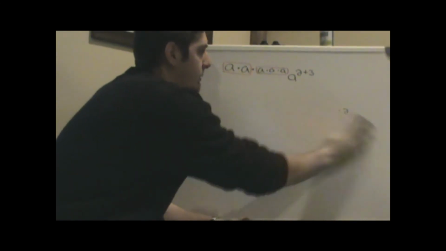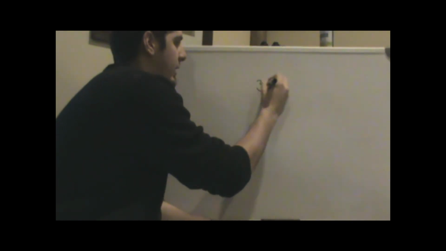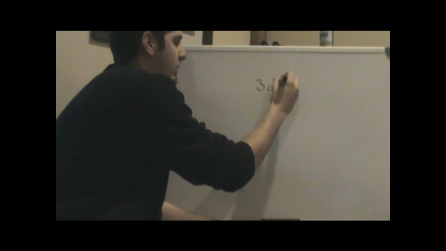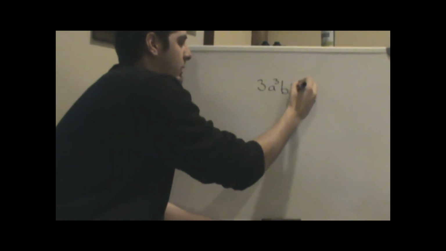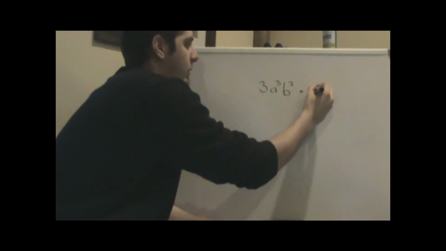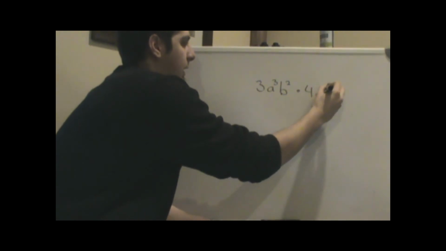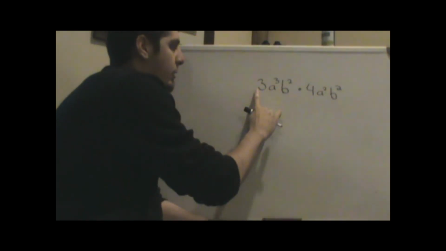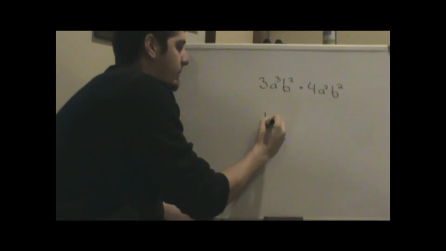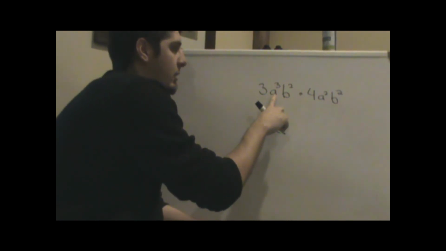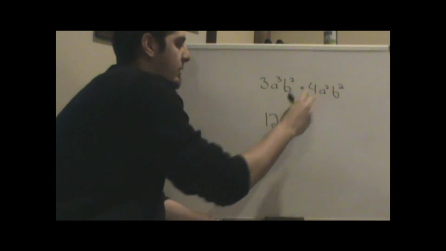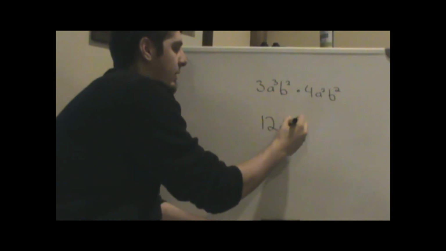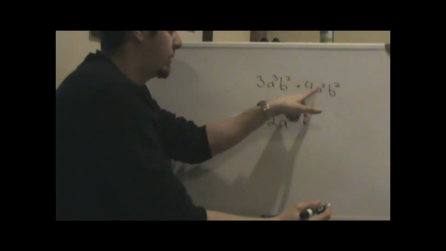Let's do another example just to make sure we understand. If I have 3 a to the third b to the second times 4 a to the second b to the second. Again, take it in pieces. 3 times 4 is 12. A to the third times a to the second is a to the fifth, or in other words, a to the 3 plus 2.